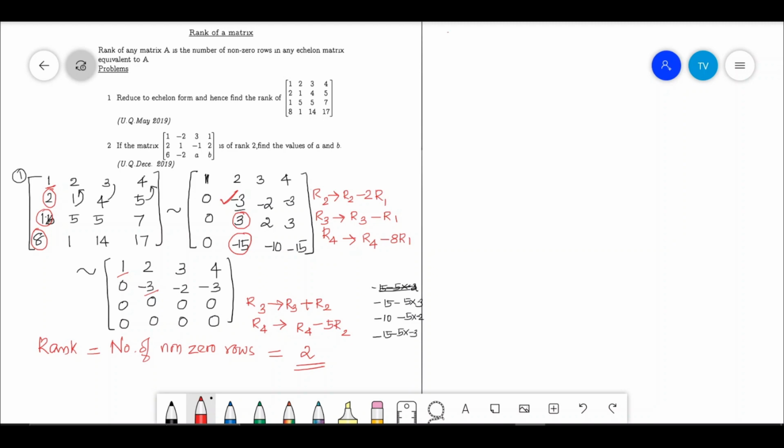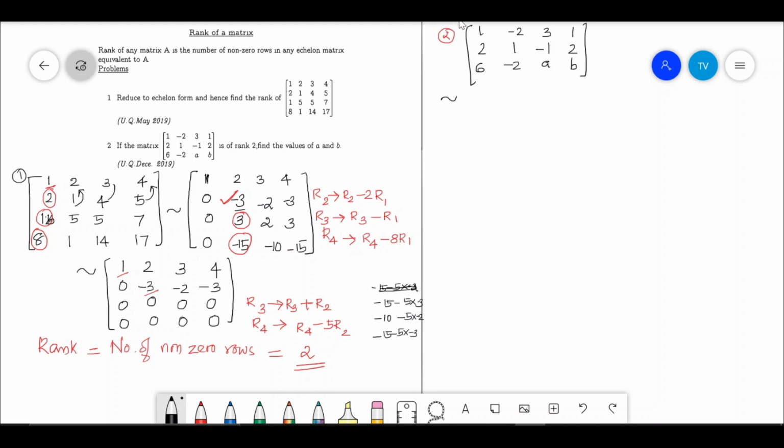Now let me take the second question. If the matrix 1 minus 2 3 1, 2 1 minus 1 2, 6 minus 2 A B is of rank 2, find the values of A and B. So let me write down that matrix here. 1 minus 2 3 1, 2 1 minus 1 2, then 6 minus 2 A B.